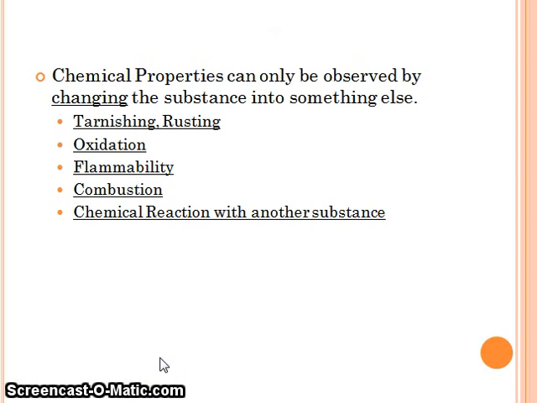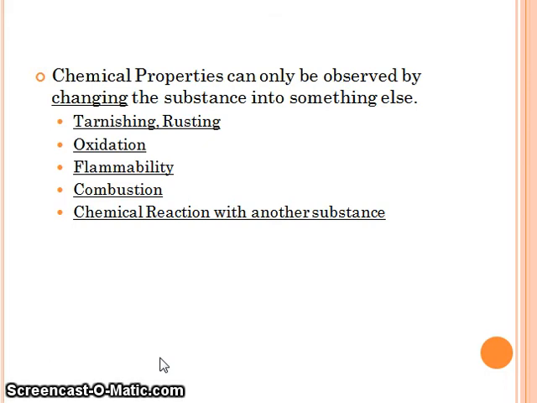Chemical properties can only be observed by changing the substance into something else. Examples of this include tarnishing, rusting, oxidation, flammability, combustion, and chemical reaction with other substances. So if you consider iron being exposed to oxygen and rusting, making iron oxide, you have made something different. You've changed that substance from one thing, iron, into something else, iron oxide.